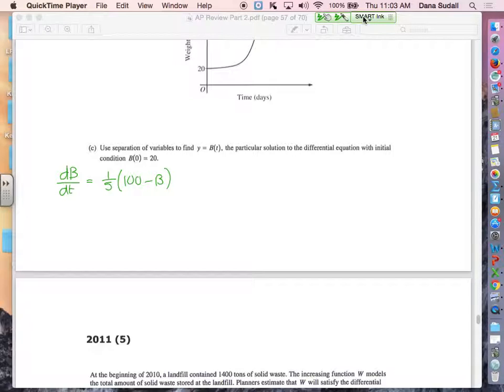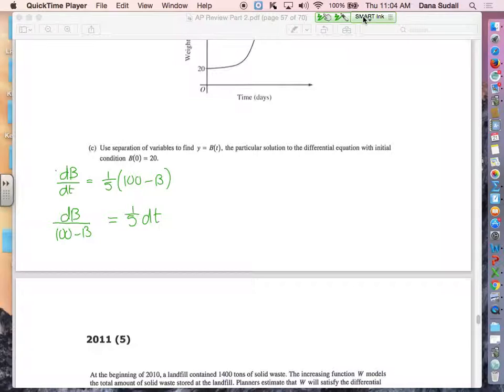I have this dB in the top over here on the left-hand side. So let's get all of the b's on the left. So I'd have to divide both sides by that 100 minus b. And I need to get rid of the dt that's in the bottom on the left-hand side. Let's multiply both sides by dt. So now you have b's on the left, you have t's on the right, so now you can integrate this.